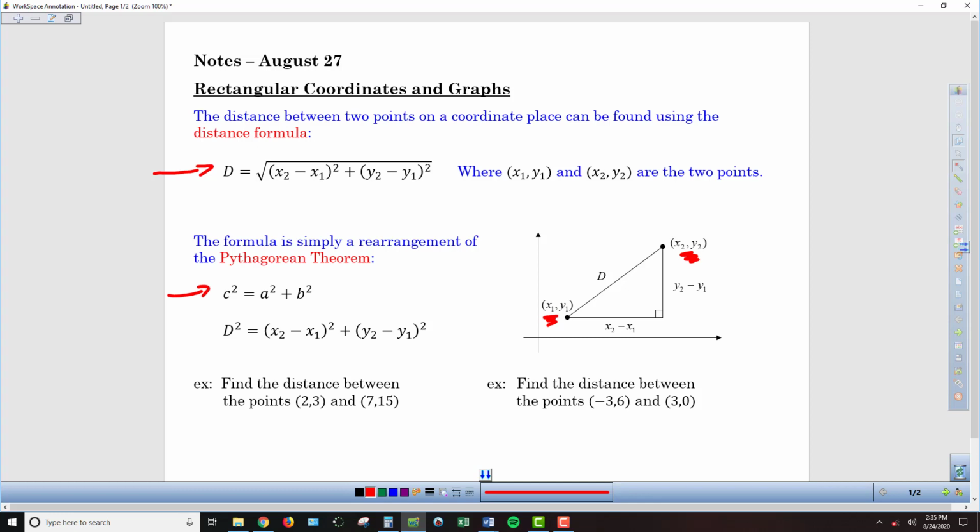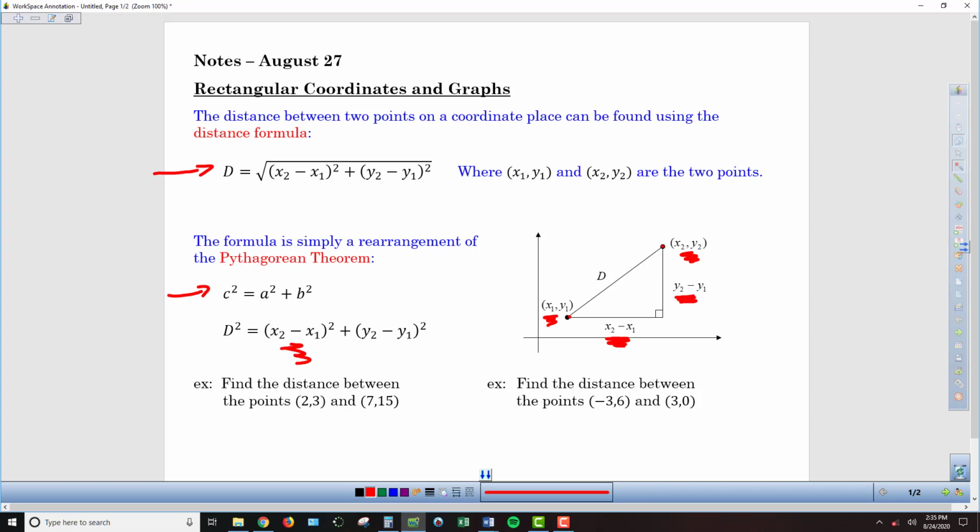So if we just make those substitutions, in place of a, we're going to use x2 minus x1. And why are we going to do that? Well, that's because that's that horizontal distance that we see there. So from the first point to the second point, that horizontal distance, if we subtract their x-coordinates, then we can get that distance. So that's where that x2 minus x1 comes in. And then we need to square it, just like we would if it was just a length that we knew already, a squared.